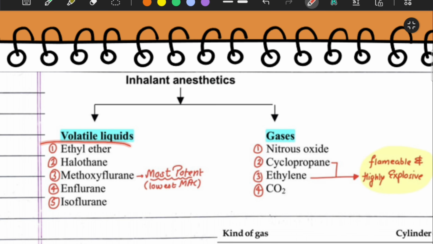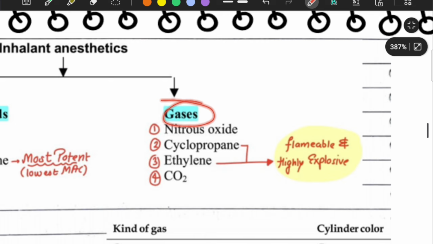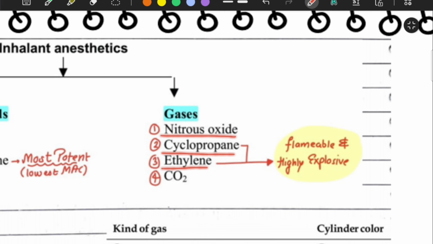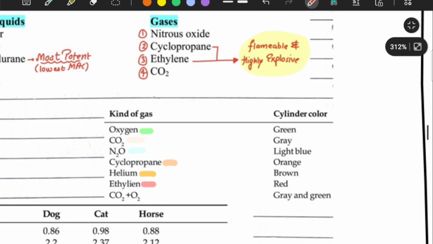So, ether, halothane, methoxyflurane, enflurane, isoflurane, desflurane, these all are volatile liquids, and out of which methoxyflurane is the most potent due to its lowest MAC value. It is an objective point, remember. Now, the gaseous anesthetics, which are in gaseous form, are nitrous oxide, cyclopropane, ethylene, and CO2. Cyclopropane and ethylene are flammable and highly explosive. So just keep that into consideration.